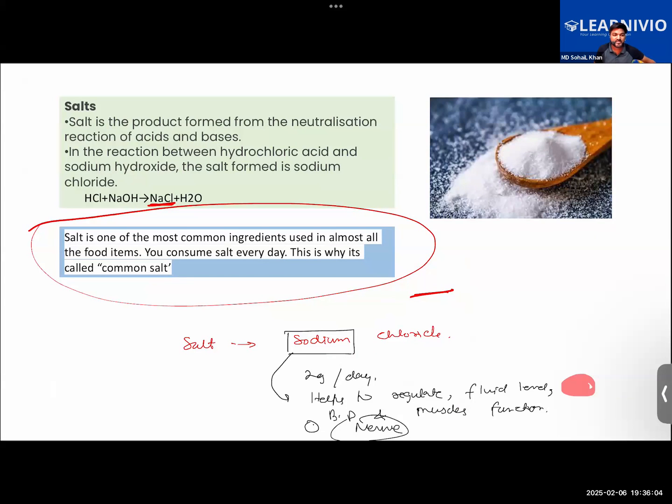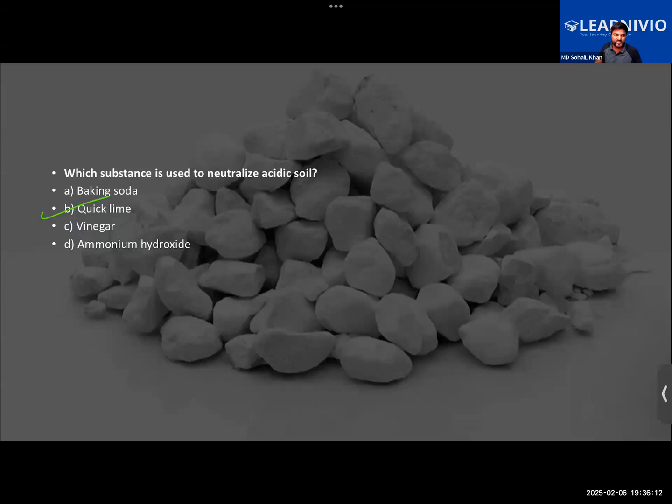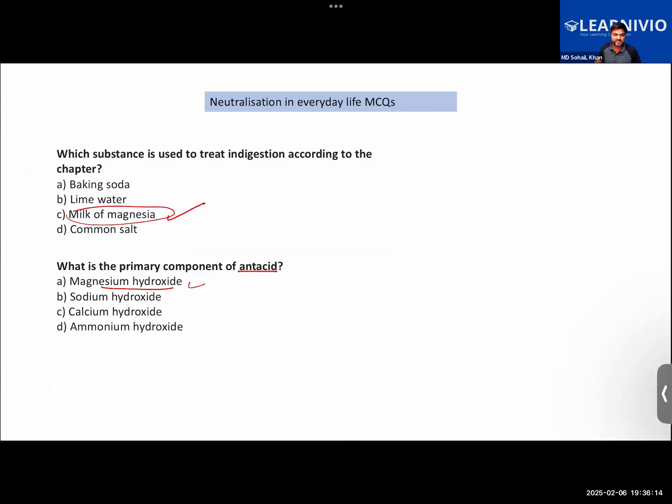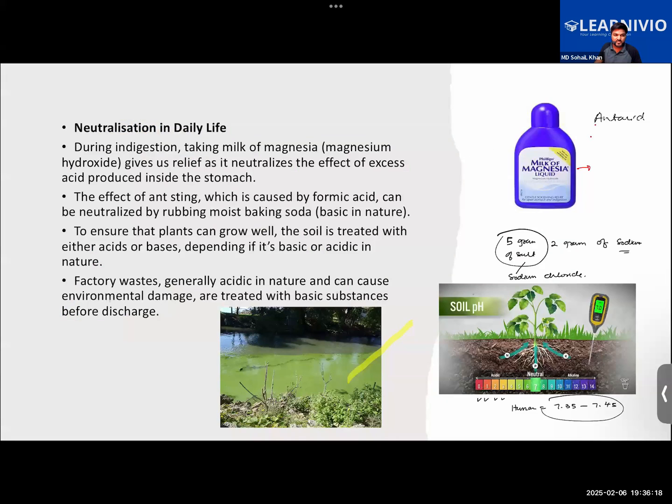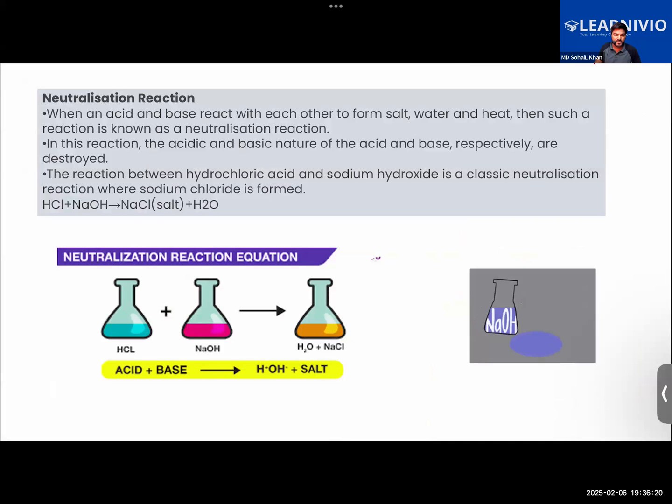So when the acidic and the basic substance react, it results in the formation of salt along with the release of water, and in some cases, heat is also given out. So that is what a neutral substance is. Also, you should be aware of this neutralization. When the reaction takes place, salt and water are given out, and the effect of both the substances is neutralized.